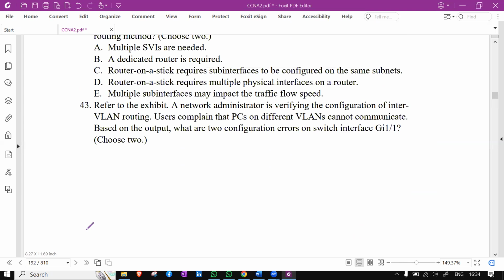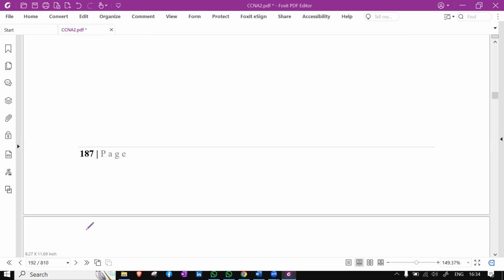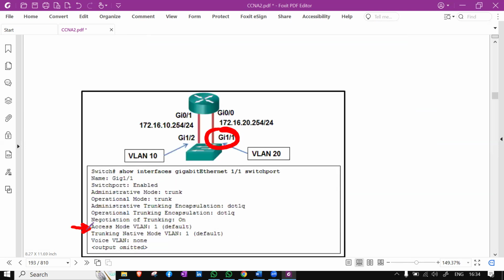Basically, the question is there is no communication between my VLANs. What are two errors on switch interface Giga Ethernet 1.1? So there is a problem in Giga Ethernet 1.1. Basically, that's what the question is saying. There is no communication between VLAN 10 and 20, and the problem is on interface Giga Ethernet 1.1. And the show command will show, I think, a summary of Giga Ethernet 1.1. So we have to identify the problem from that show command.